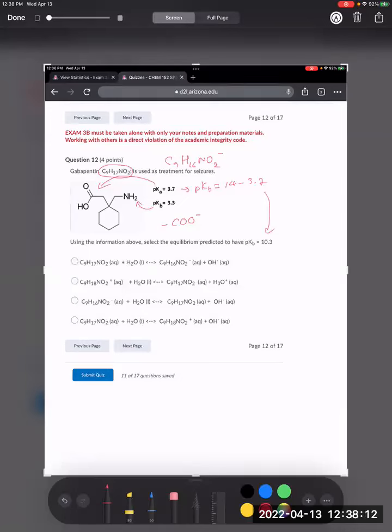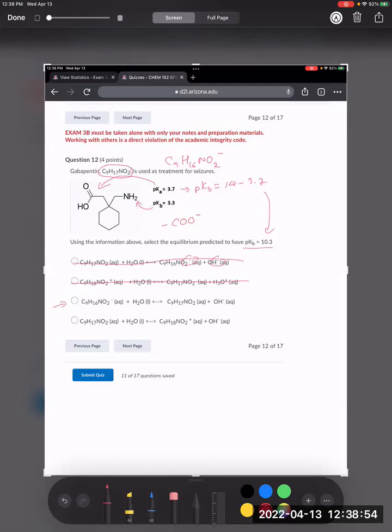Since we're talking about the pKb, it needs to correspond to a reaction that produces OH minus. Therefore, option B is out. The only option that has C9H16NO2 minus as a reactant is option C, so that must be your answer. The other answers do not make sense. For example, in option A, you have a minus 2 charge on the product side and the reactant side is neutral. Charges don't balance, so this is not even a valid chemical reaction.